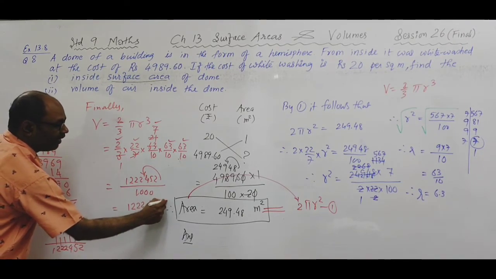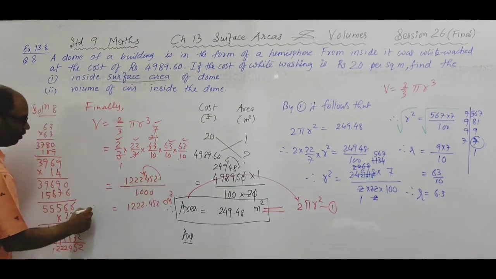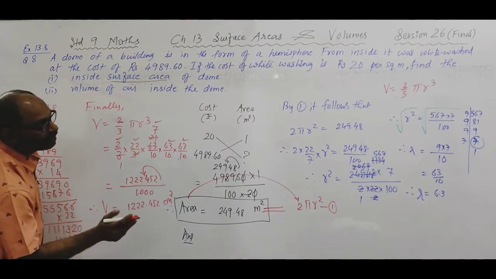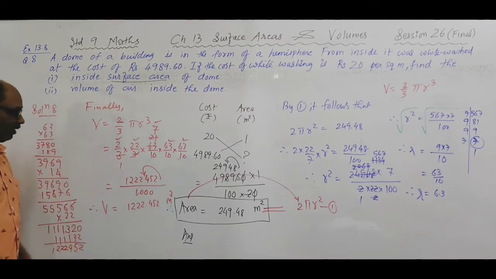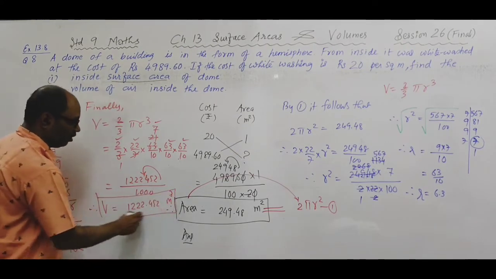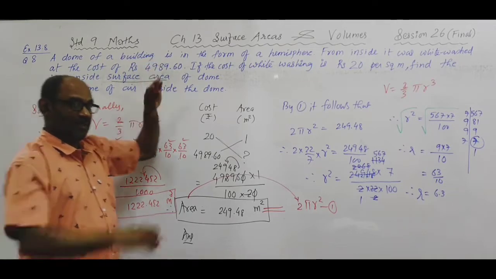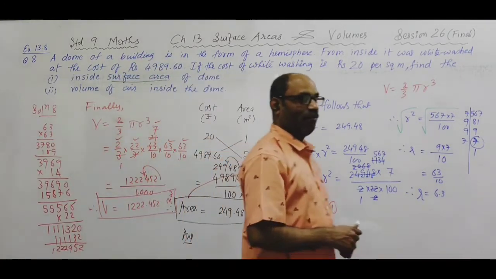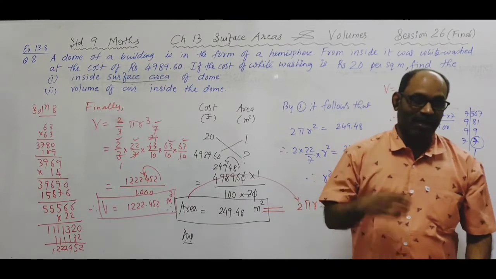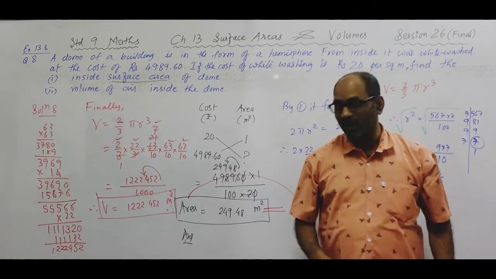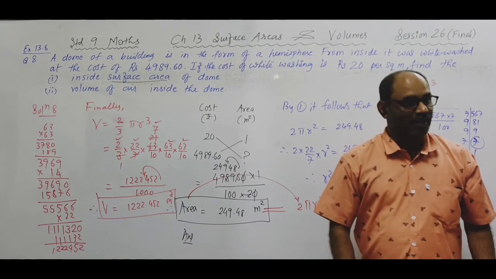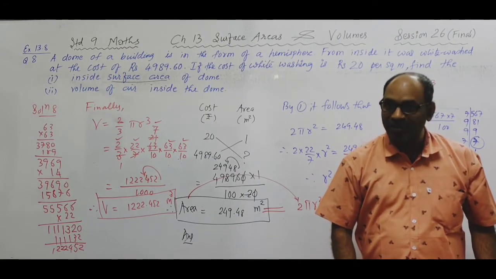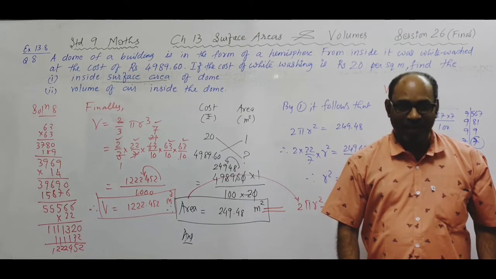122.452 centimeter cube. That's the volume. Meter में है centimeter में? Meter में. So that is going to be meter cube. So that's the second goal. The volume of this air. Yeah, volume of air inside the dome will be 1222.452 meter cube. Okay, all right.